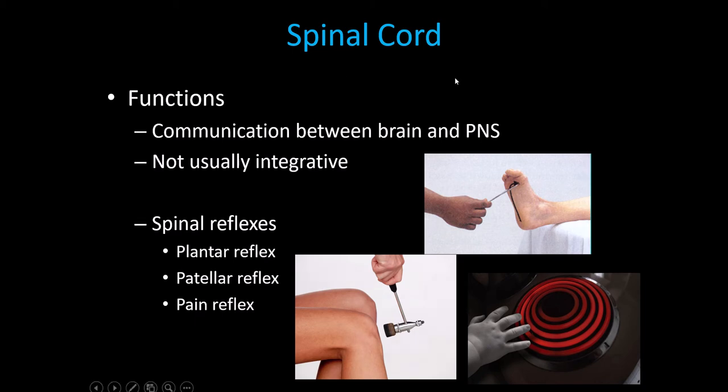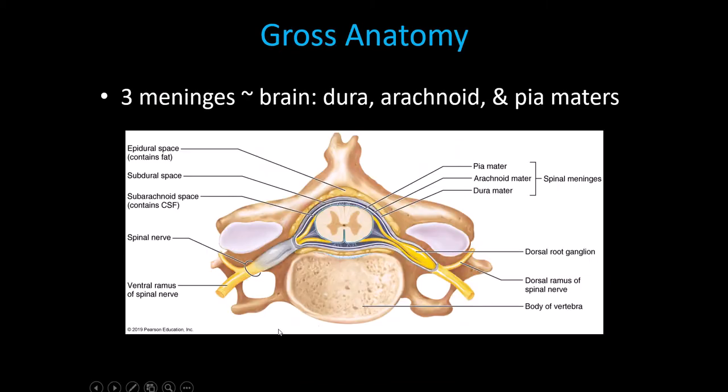It's mostly just reflexive. If we look at the gross anatomy of the spinal cord, you'll see that it sits in the vertebral foramen inside the vertebrae, so it's nice and encased and protected. So it has bony protection, just like the brain. It also has the three meningeal layers, just like the brain: dura mater, exterior, arachnoid mater, mid-membrane, and then the highly vascularized pia mater that clings to the spinal cord itself.